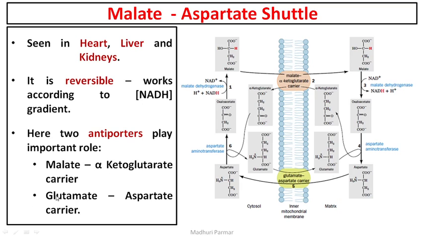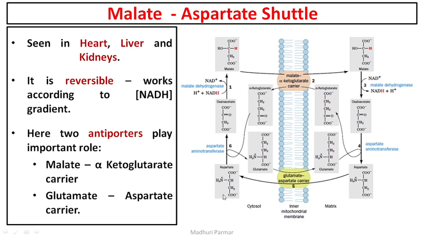So remember, the second carrier, the second antiporter, was the glutamate aspartate carrier. What will this glutamate aspartate carrier do? It will transfer this aspartate outside from the matrix to the cytosol. So now you have the aspartate out in the cytosol. On the other hand, it will take glutamate from the cytosol and transfer it into the matrix. So again, ek haath se le, ek haath se de. Aspartate is going out, glutamate is coming in.